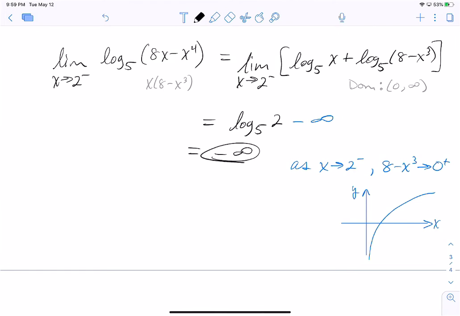I had said that that was one approach. The other approach would have been to analyze directly as x approaches 2 from the minus side what happens with 8x minus x to the fourth, and seeing that it would be negative, but I think it was a little clearer when we split it up into two factors.